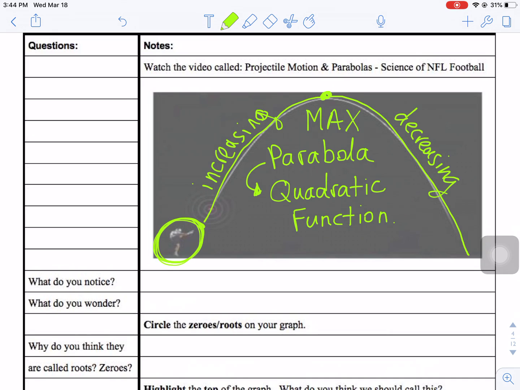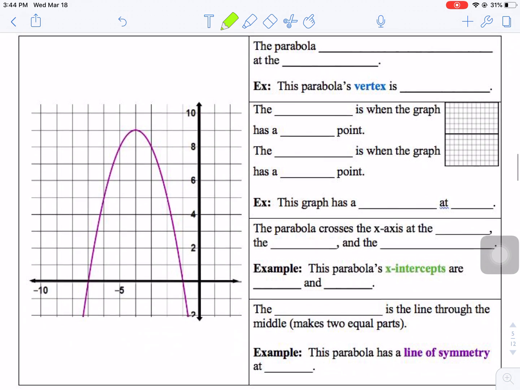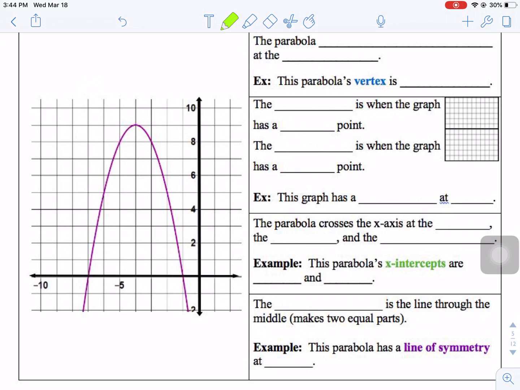This particular video is going to be all about the different parts of this parabola, which will help us make connections between the graph, the table, and the equation. So here are the notes that we are going to be taking. It might be helpful if you write this down in your notebook. Otherwise, I'll take a picture of the screen when I finish the notes, and you guys can use that if you like to.